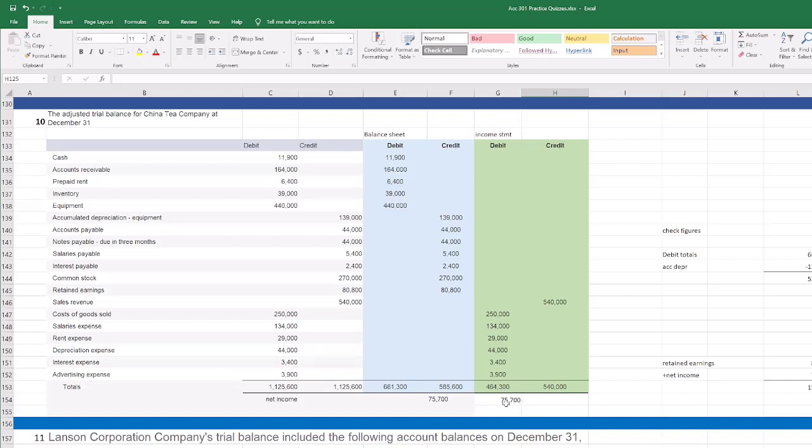So $540,000 minus $464,300 is net income of $75,700. If we add that to the credit column here, or the equity column over here, that is then going to bring both of them to $661,300, and we balance, and then we have accounting nirvana. So that is how you can quickly do the balance sheet and the income statement based on a trial balance.